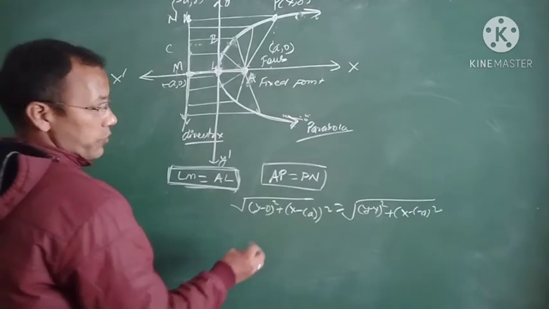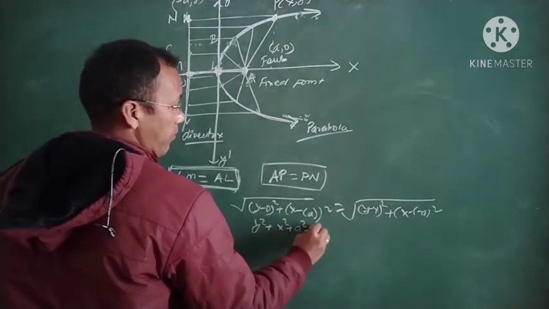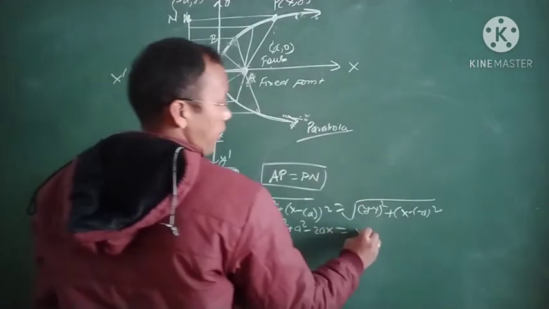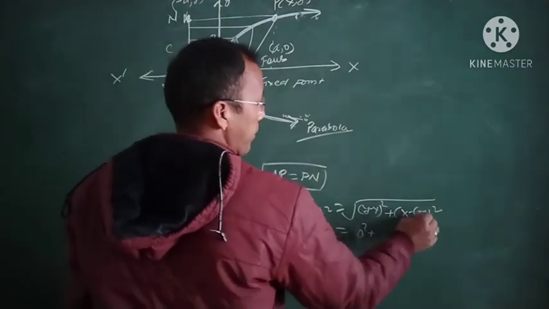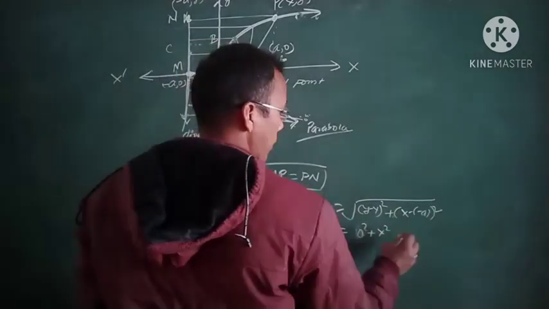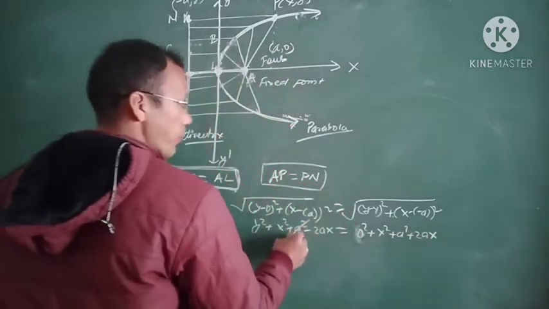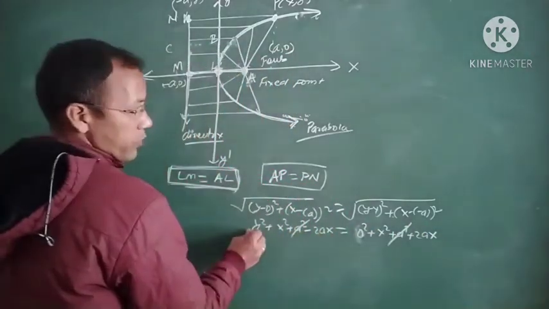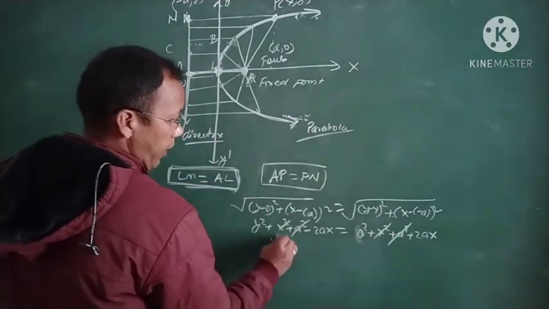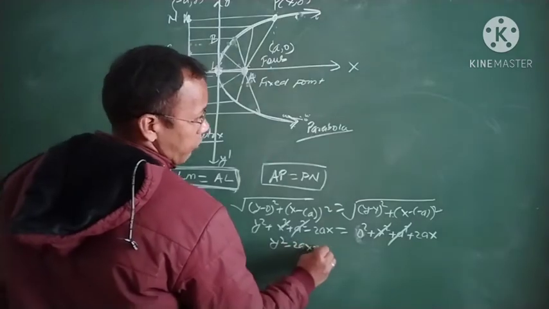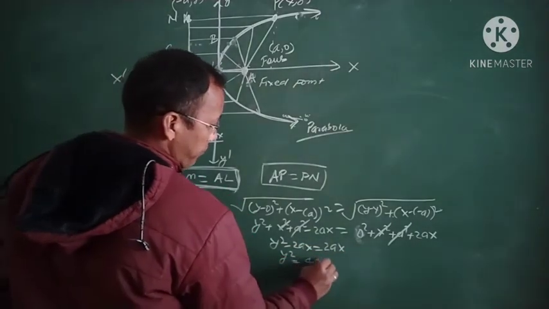Right, squaring both sides, we get y squared plus x squared plus a squared minus 2ax, and on the other side y minus y is 0 squared, and this is x squared plus a squared plus 2ax. Now a squared and a squared cancel out, and x squared and x squared cancel out. We have y squared minus 2ax is equal to 2ax, and then y squared is equal to 4ax.